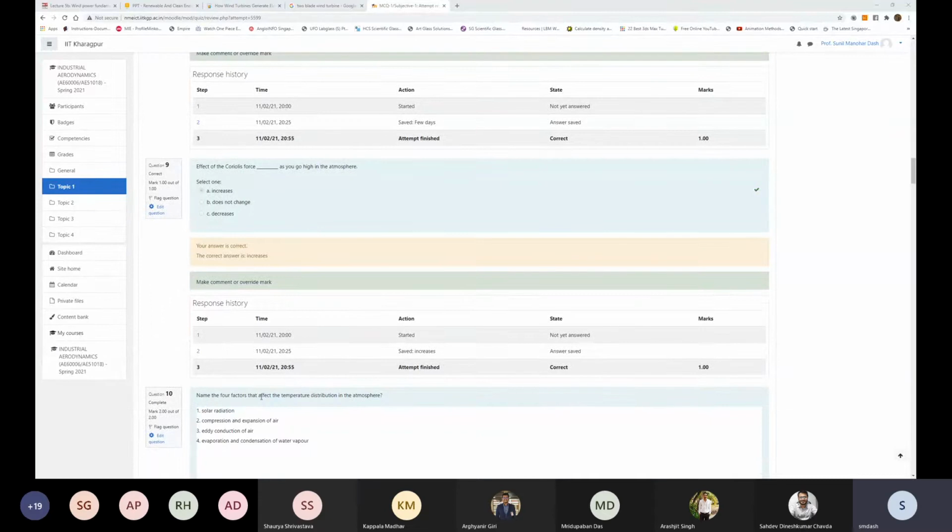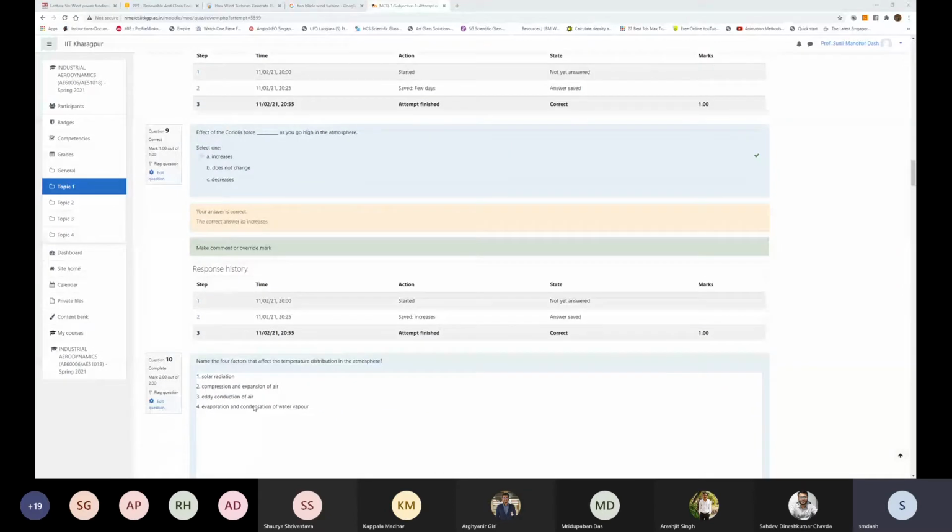Name the 4 factors that affect the temperature distribution in the atmosphere. So there are many factors. A few of them are mentioned here by the student: solar radiation, compression and expansion of the air, eddy current of the air, then evaporation and condensation of the water vapor. Okay, so this is also there in the slide.